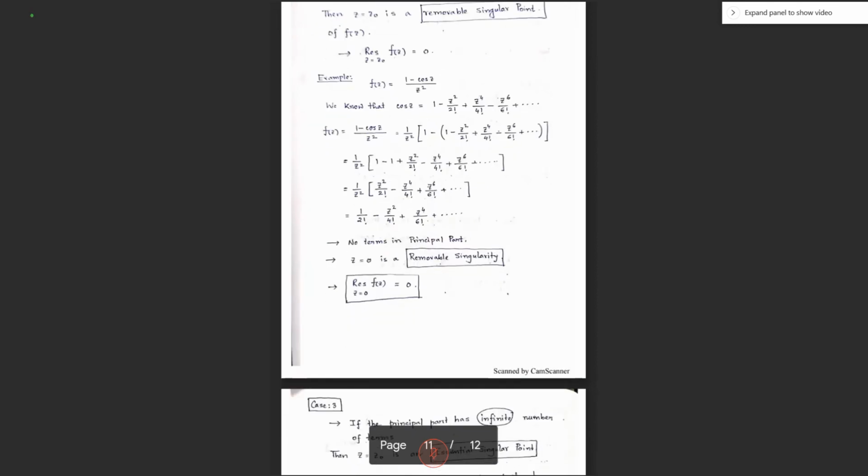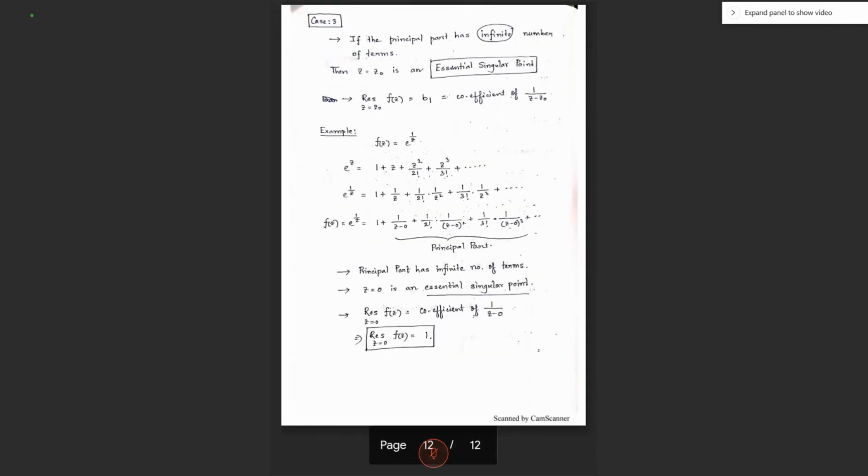I am going to case 3 then. Case 3 says that if the principal part has an infinite number of terms, then z equal to z0 is called an essential singular point. And here also the residue of f(z) at the point z0 will be b1, that is the coefficient of 1 by (z minus z0). I am repeating again. If the principal part has an infinite number of terms, then z equal to z0 is called an essential singular point. And here also the residue of f(z) at the point z equal to z0 will be the coefficient of 1 by (z minus z0), that is b1.